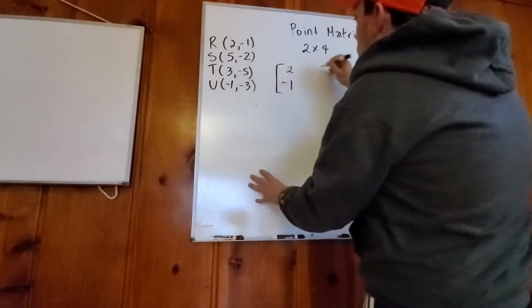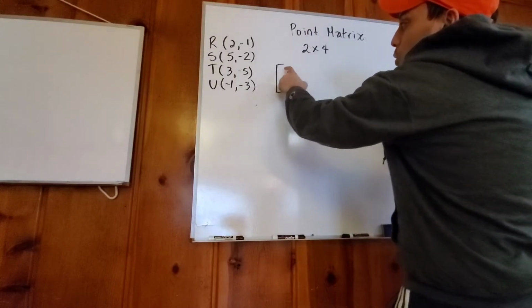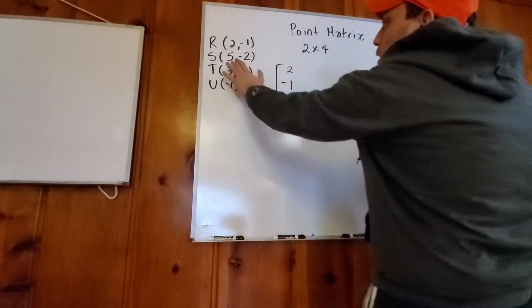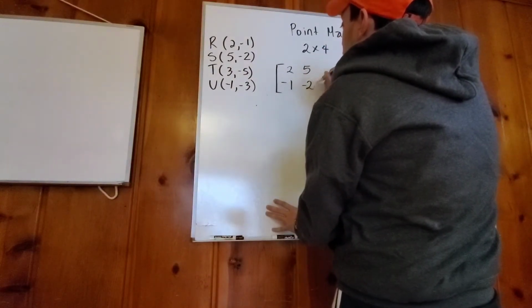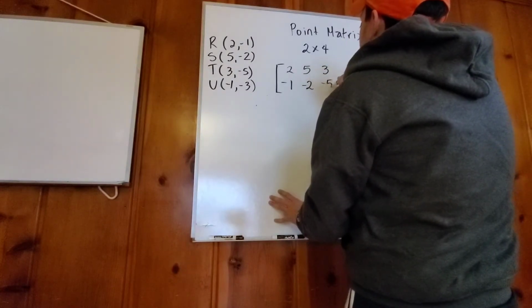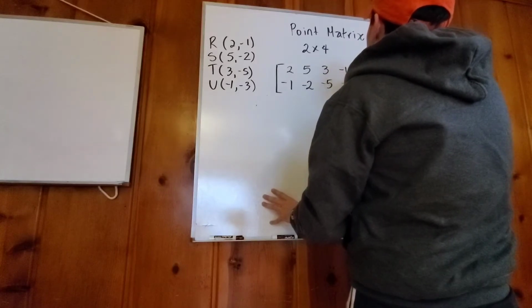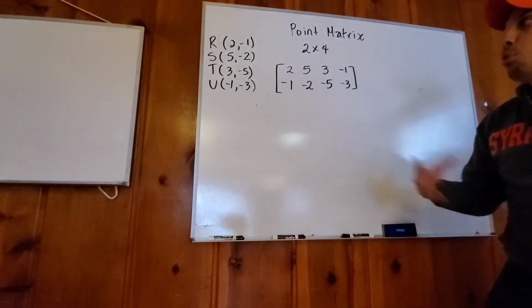The X values are going to be on top, and the corresponding Y values are going to be on the bottom. So 2, -1. Then we have 5, -2, sorry. And then we have 3, -5. And then we have -1, -3. And so that's how you do the point matrix.